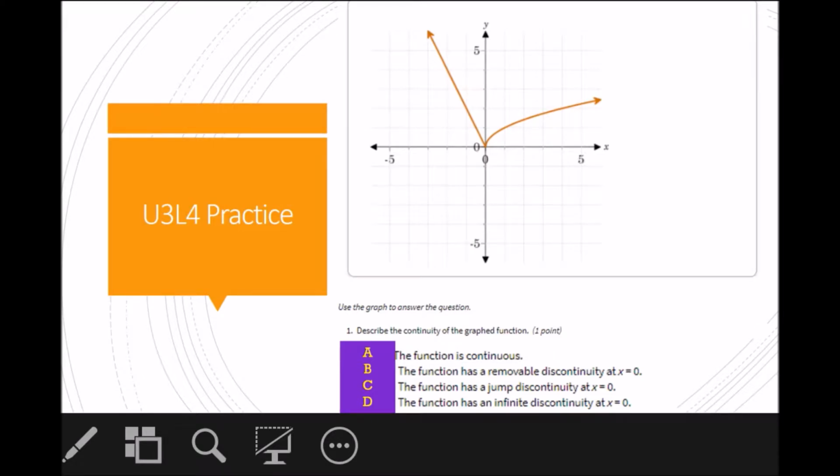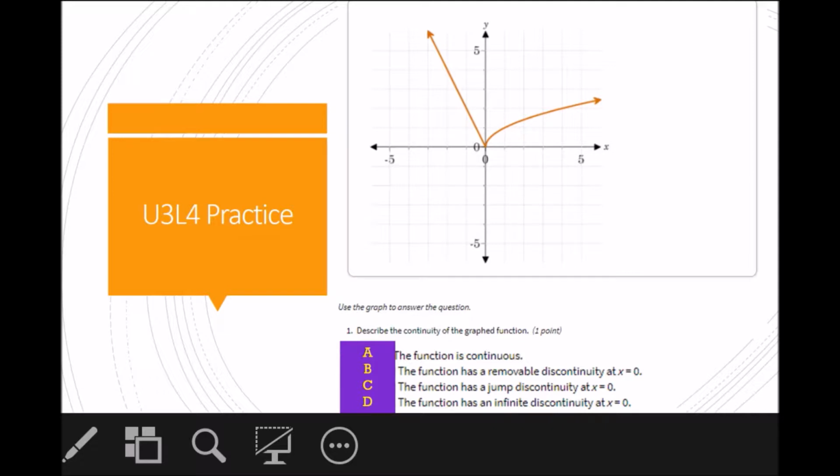Okay, on the screen you see Unit 3, Lesson 4 Practice number 1. Describe the continuity of the graphed function that's there. So let's talk for just a second about what it means to be continuous. Intuitively, or what you might think without any fancy words, would be, do you draw this graph without picking up your pen or pencil? Or your stylus, or whatever you're using here.